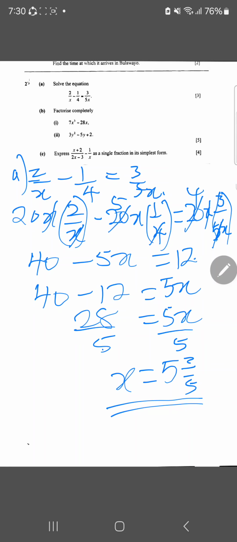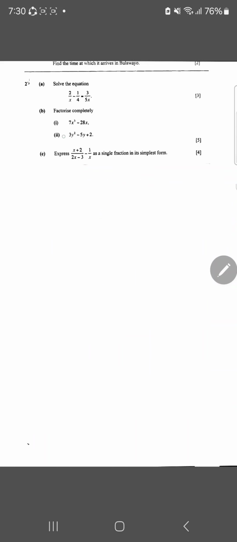Right, so we are moving on to question number B, item 1: 7x cubed minus 28x. So we factorize. When you're factorizing, the first thing is you have to confirm whether you have a highest common factor. That's our first step. Here we have a highest common factor, which is 7. 7 can divide into 7x cubed and also into 28x. So our highest common factor is 7.